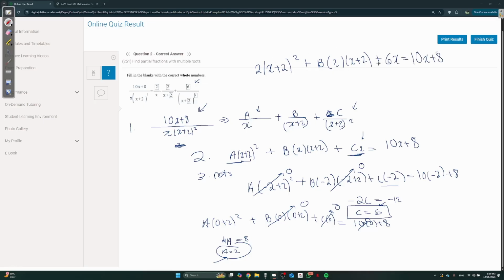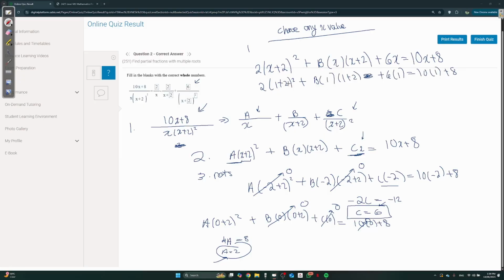So now what do you do here? What do you do in this case? You have b and x. What do you do? Very easy. Choose any x value. In this case, when you found a and c and you're missing one more letter, you choose any x value. Okay, you substitute your letters back in and now choose any x value you want. Let's take, I don't know, 1. So 2 into 1 plus 2 squared plus b into 1 plus 2 plus 6 times 1 equals 10 times 1 plus 8.